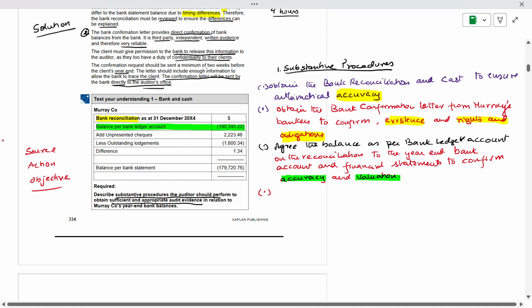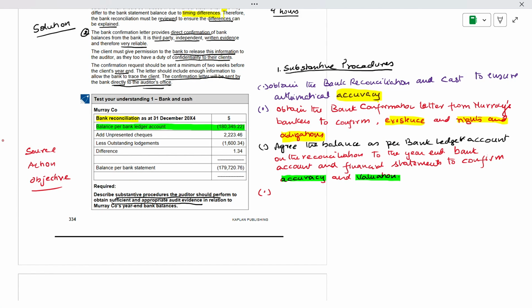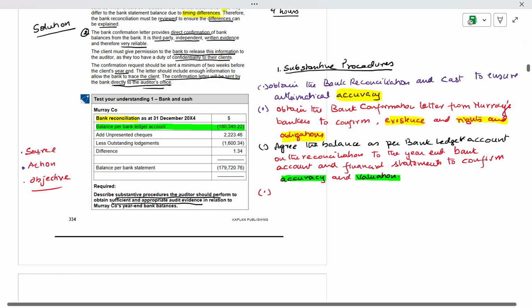Doctor, I have a question. Tell me. Do we have to write them in sequence as you are writing? We can write in sequence or whatever it may be, but you have to follow these rules. What is the source? What is the action? What is the objective?